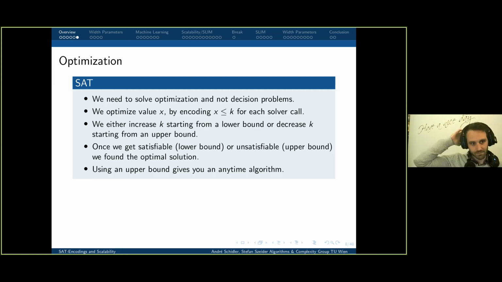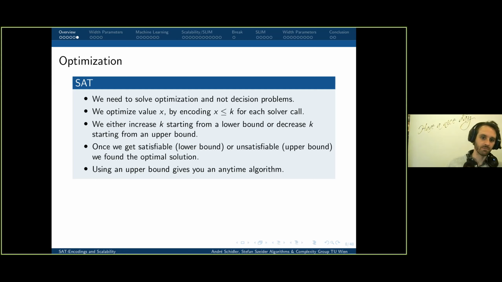Okay, so SAT is a decision problem. What I will talk about are all optimization problems. So to get from the decision to the optimization problem, we have some value x that we want to optimize, and we have to encode the constraint that x has to be smaller or equal to some constant k for minimization problems. And then we have to do this for each solver call. So for optimization problems, we usually have to call the solver more than once.